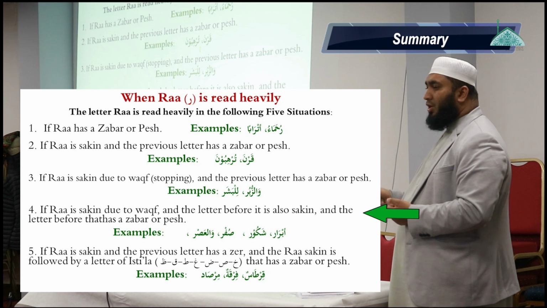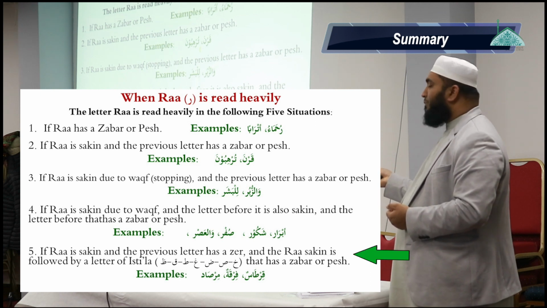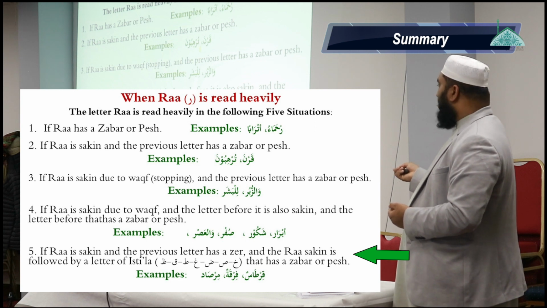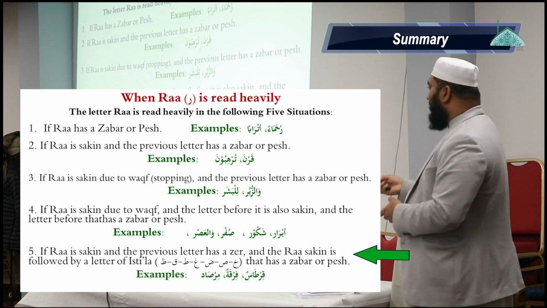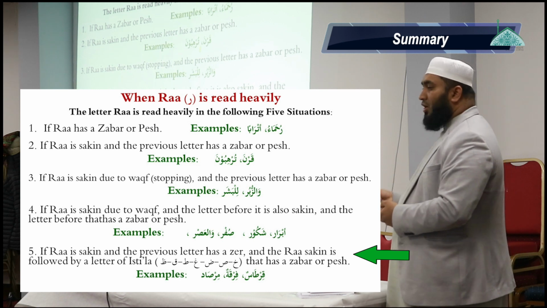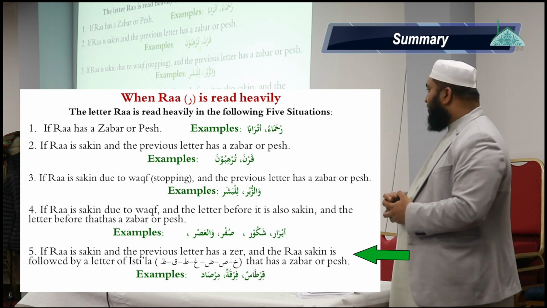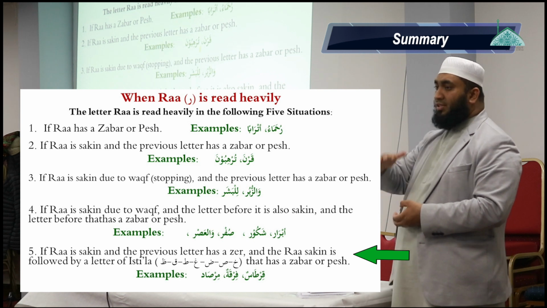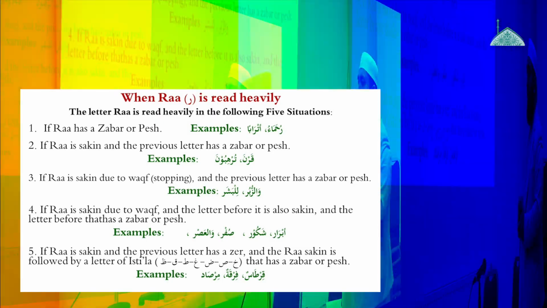So abrar. Last one, if Ra is sakin and the previous letter has a zer and the Ra sakin is followed by, meaning after the Ra sakin, if there is one of the 7 letters, Kha, Sad, Dad, Ghain, Ta, Qaf and Za, then the Ra will be read heavily because of that heavy letter. So example, qirtas.